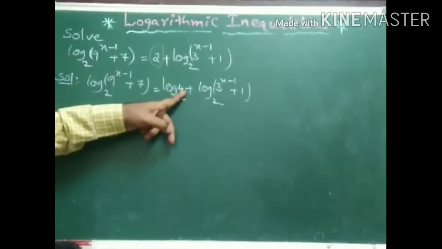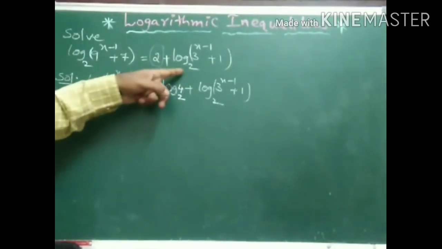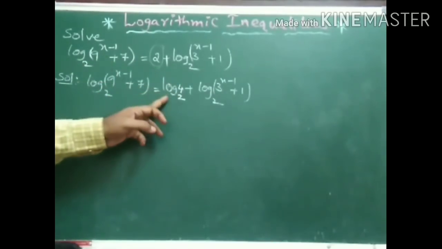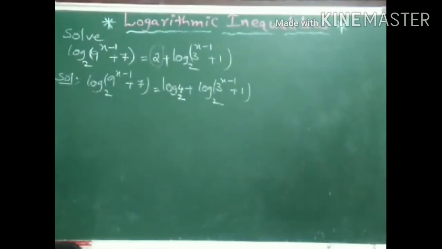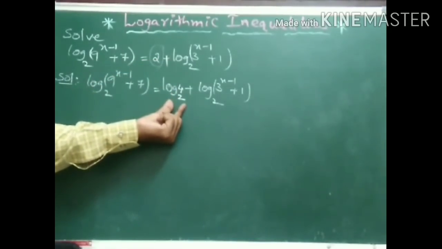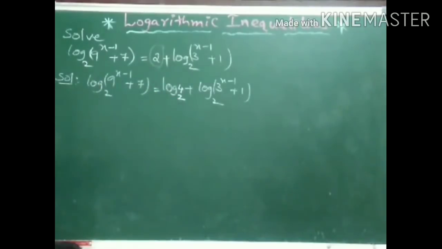What is log 4 to the base 2? Actually, 4 I can write as 2 squared. Hence this is 2 into log 2 to the base 2, which is 1. So 2 into 1 is 2. Why? Because, as I already informed you, the simplification of logarithmic inequalities depends on the base. If the base is the same, then we can simplify further. So here 2 I want to express as log 4 to the base 2.